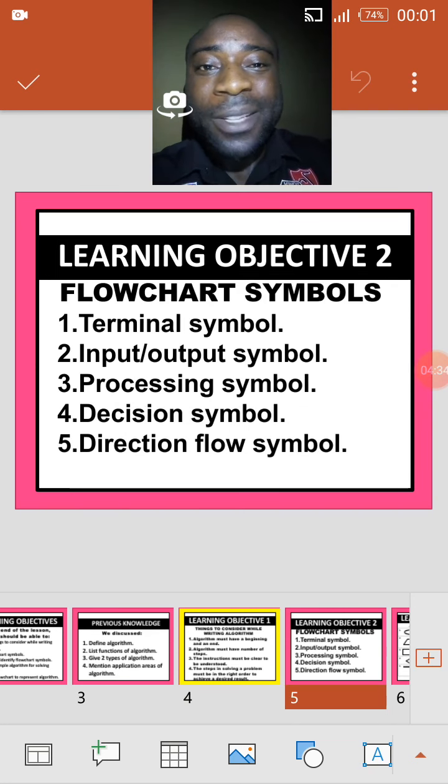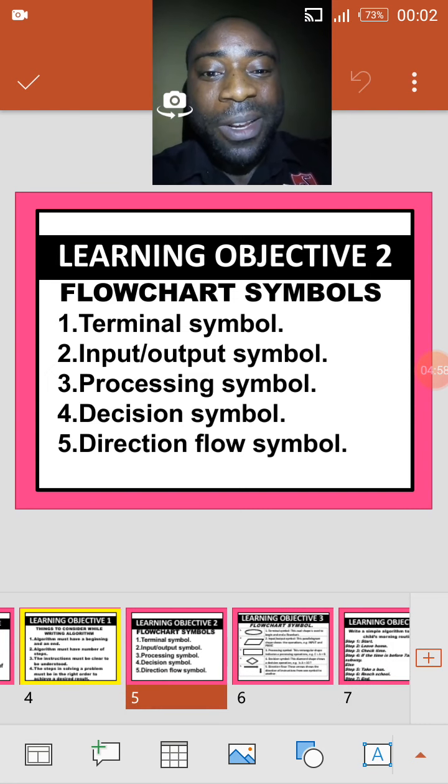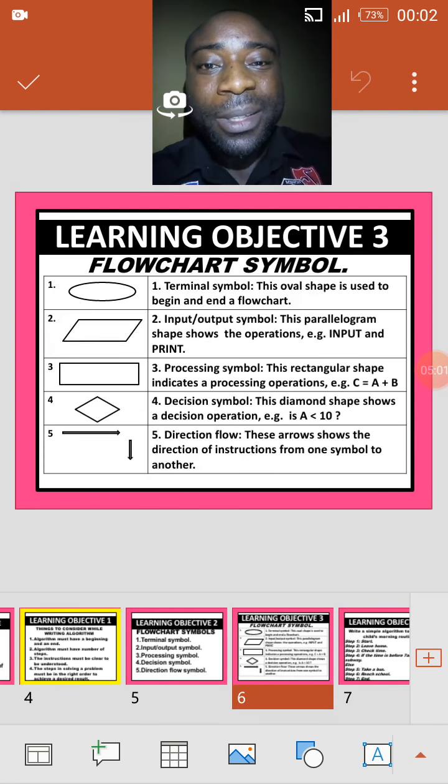Now, let's look at flowchart symbols. We have 5 flowchart symbols. I repeat, 5 flowchart symbols. The first one, terminal symbol. 2, input-output symbol. 3, processing symbol. 4, decision symbol. And 5, direction flow symbol. Now, let's look at what they look like. The terminal symbol is oval shape. All these shapes, they are the same shapes we used in mathematics.